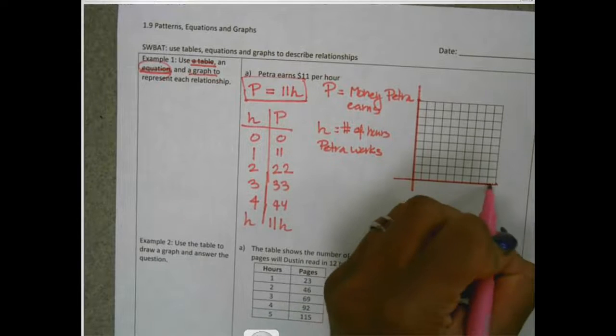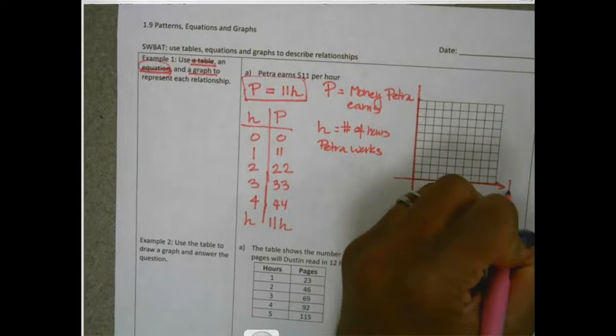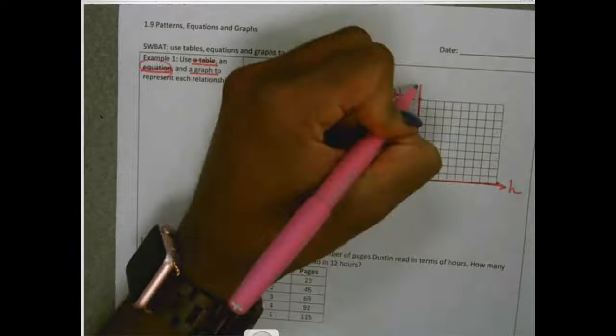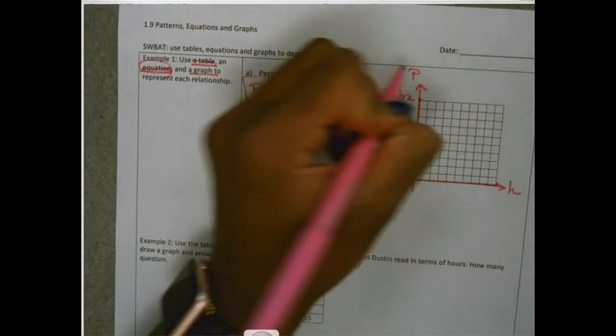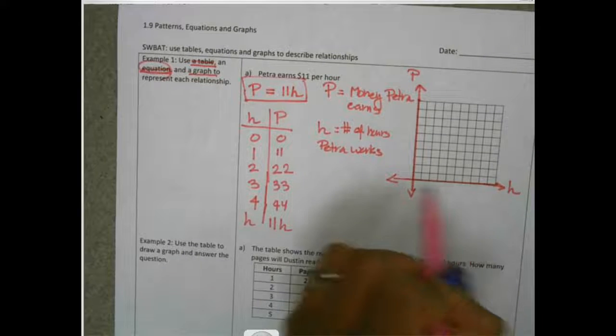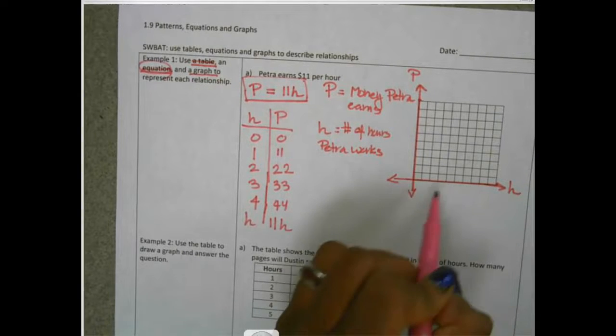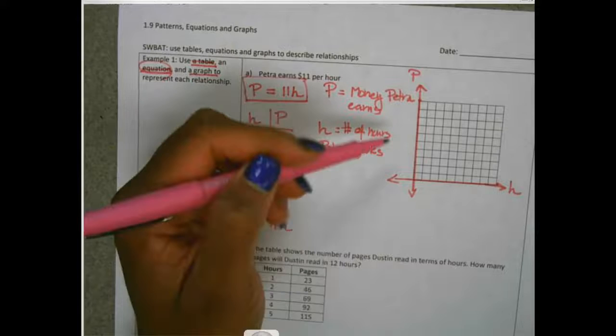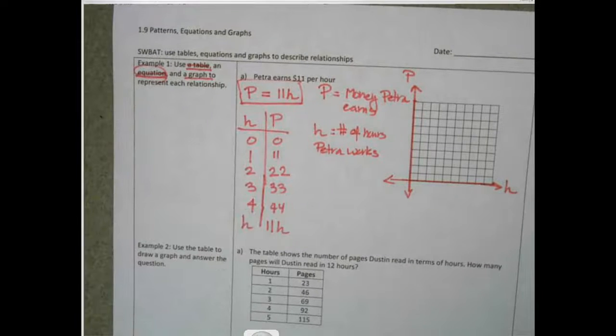Now, this horizontal axis is going to represent my input values. That's my H. And then the P will go vertically. Pretty much always, your time is going to be your horizontal one. So if this was hours or days or seconds or years or months, always going to be this horizontal line. Always, always. And then the other one will just go vertically.